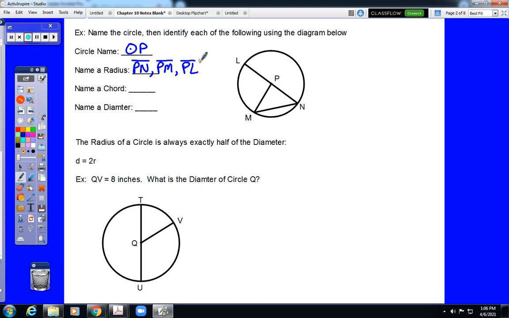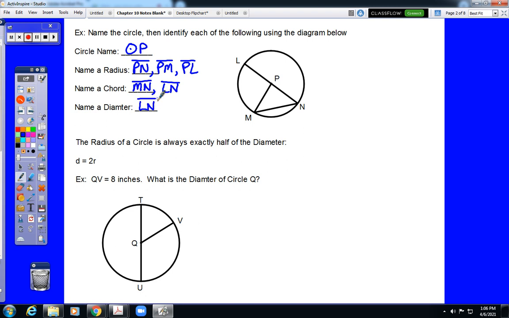Name a chord. There's only two chords in this picture. MN is the chord. And then there's LN, which is a chord, even though it is more specifically a diameter. Okay?